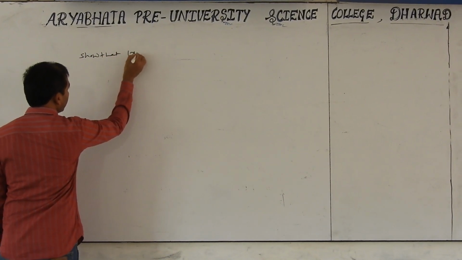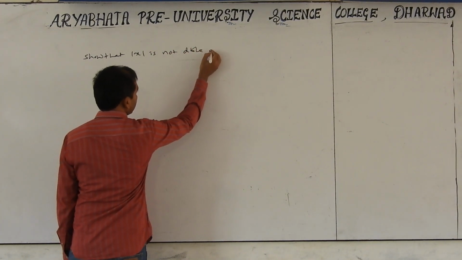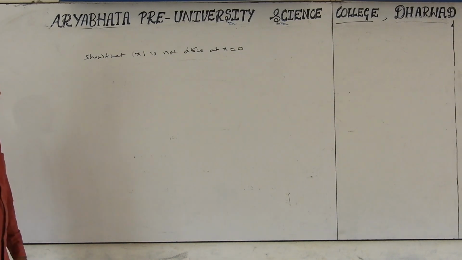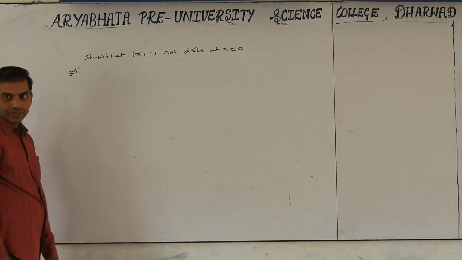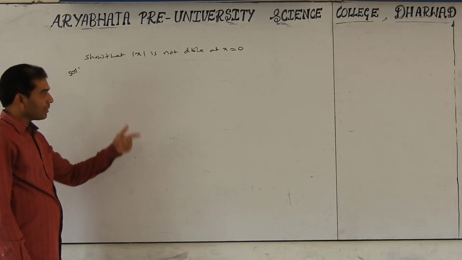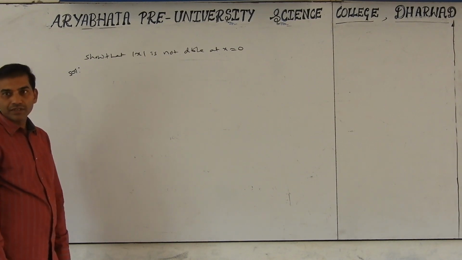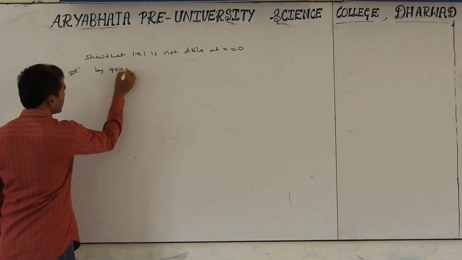Take the example that mod x is not differentiable at x equal to 0. This we can solve in two ways: by the graph method and by using the formula. First let us discuss the graph method.